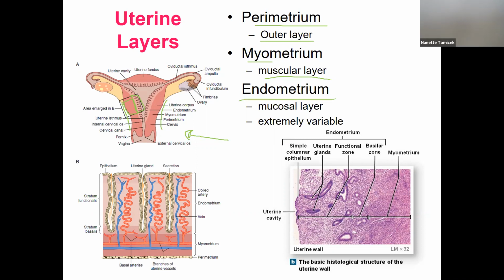The endometrium is where everything gets very interesting. This is the most highly variable layer, meaning that it's changing constantly. The endometrium really has to be in tune with what's going on at the ovary. It wants to be at its thickest when ovulation is happening, so the embryo has a nice place to go. And if we don't get pregnant, we need to shed that endometrial lining and prepare for next month. So when I say variable, I mean that it changes a lot.